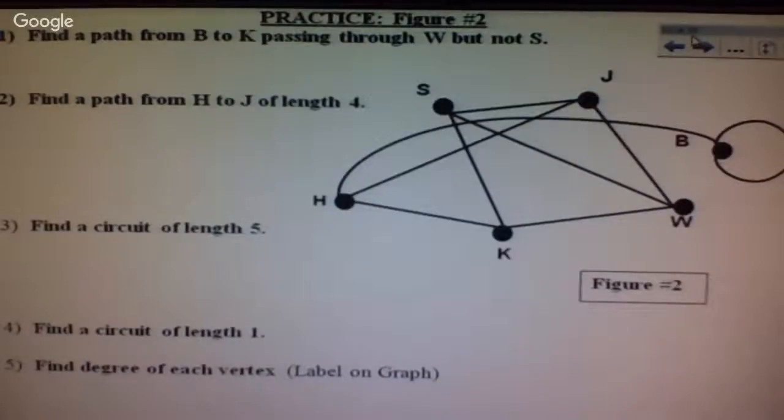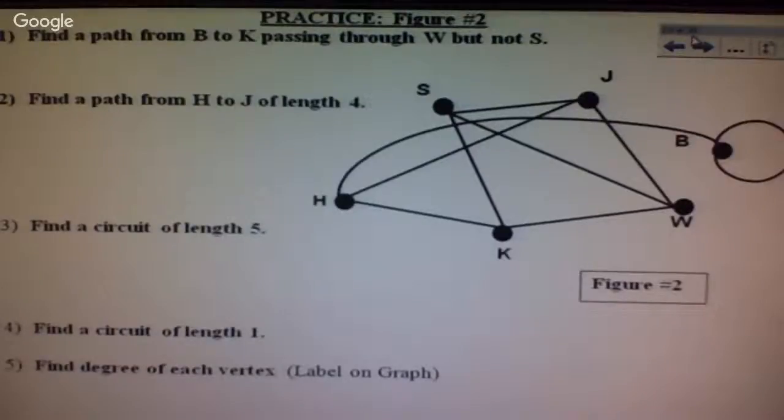I'm confused on the first one. Confused on the first one? You need to try to get from B to K by going through point W, but you can't go through S. You can go Z to H, H to J. You just do not want to go through S. But you're trying to go through W. It doesn't say how long it has to be. It can be as long as you want, as short as you want.